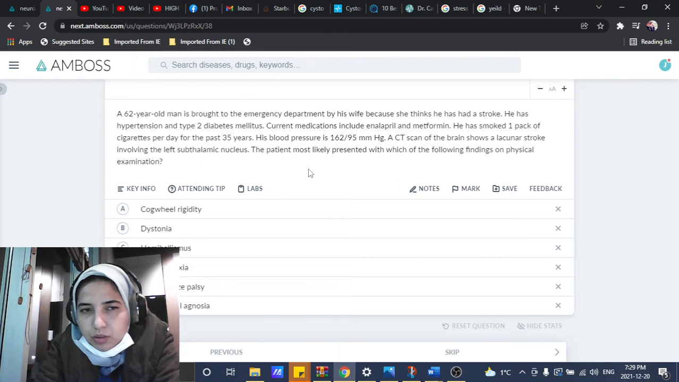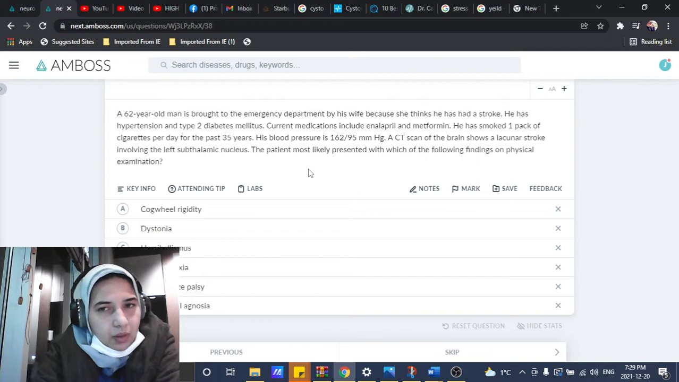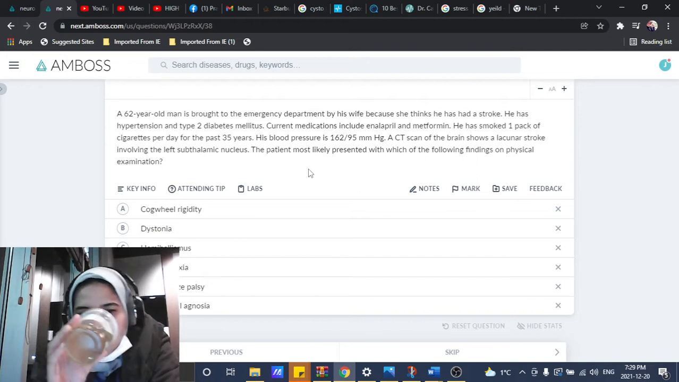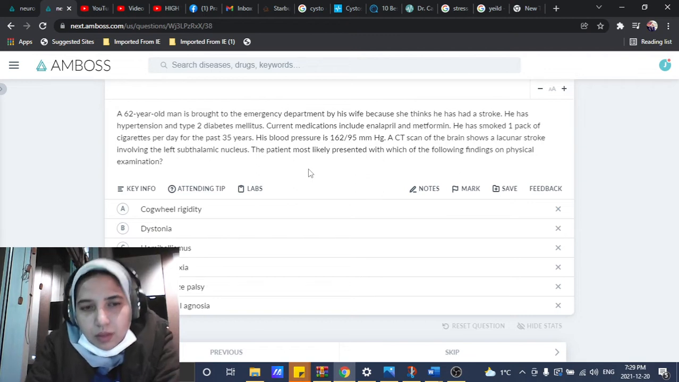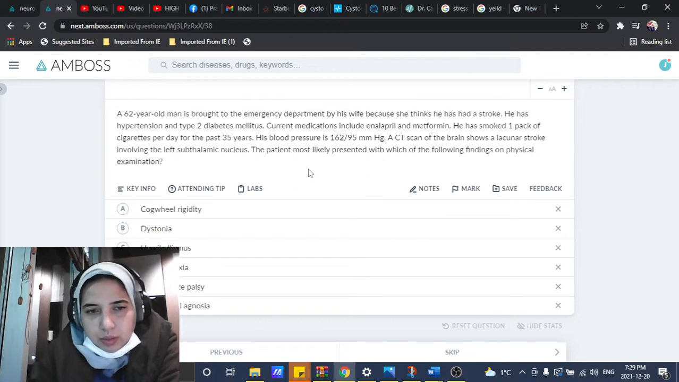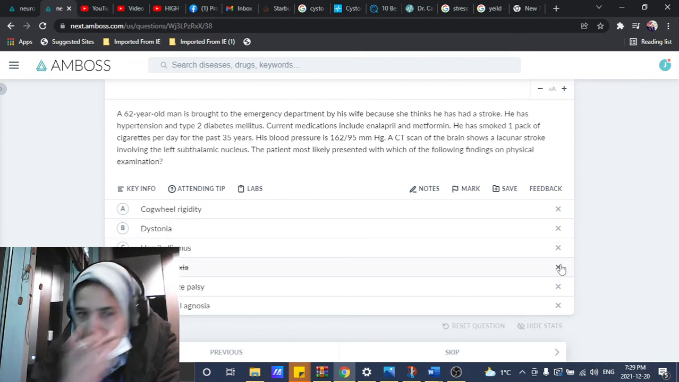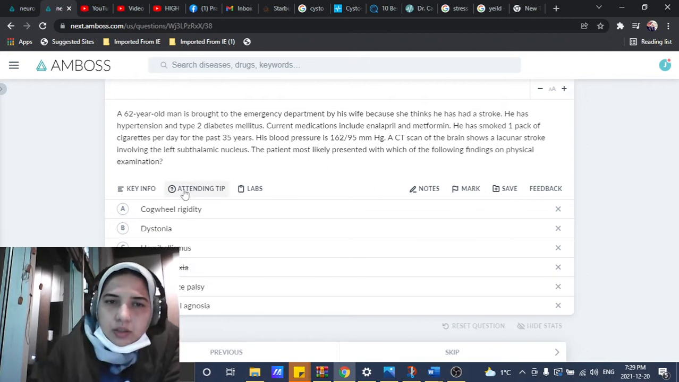Sorry, the brain shows lacunar stroke involving the left subthalamic nucleus. Okay. Why am I having trouble with this question? It's not truncal ataxia because that would be cerebellum. Is it dystonia? Let's just take that attending tip.